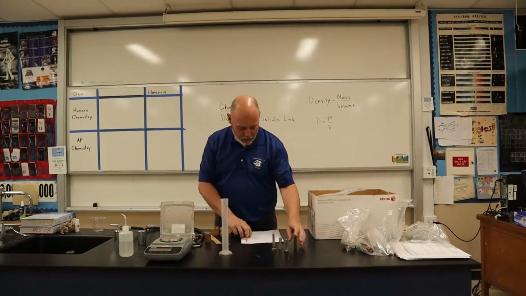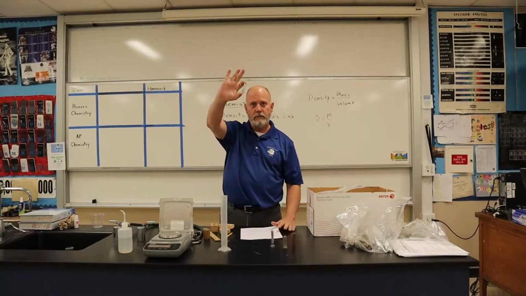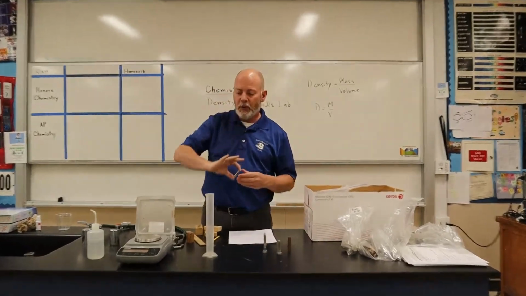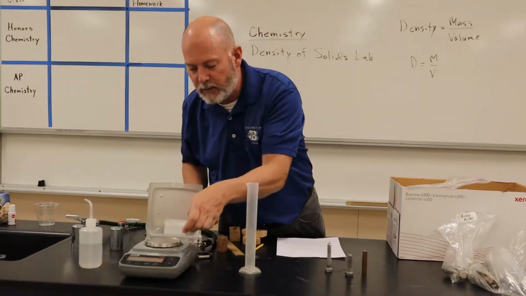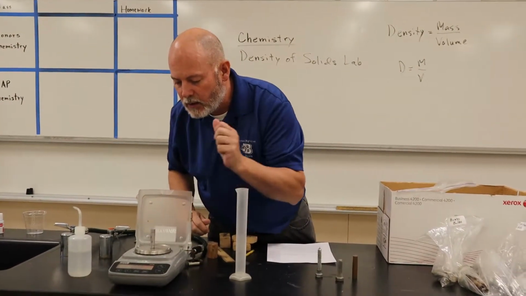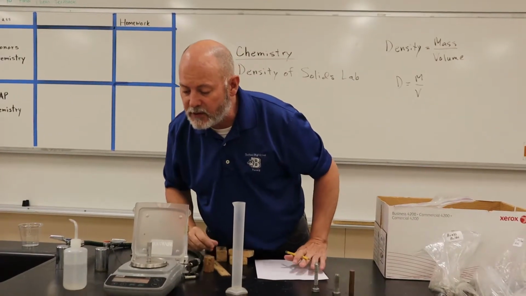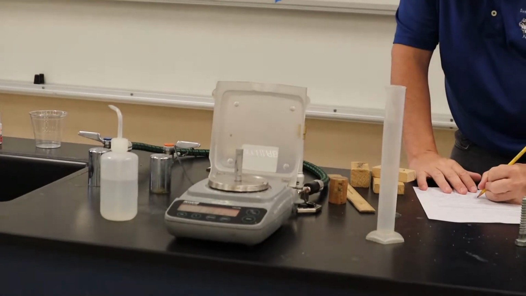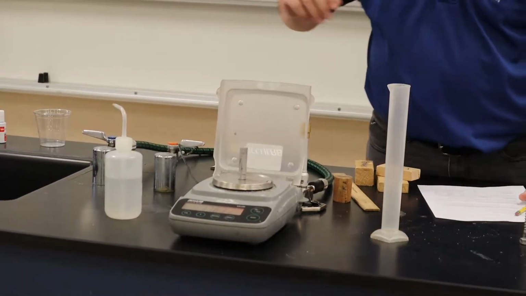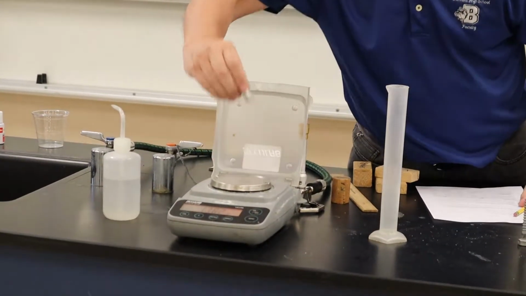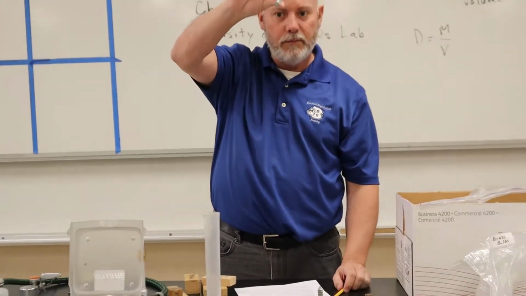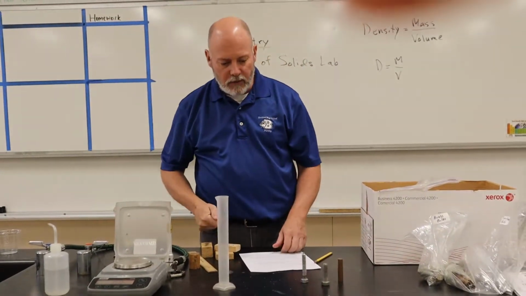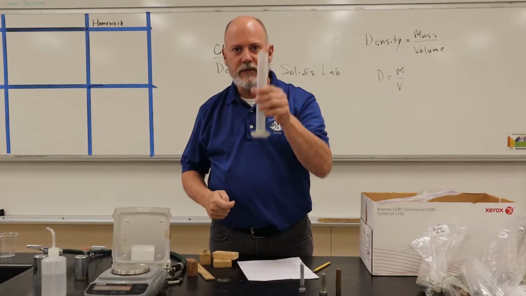All right, so first one, aluminum. I'm going to put it on the scale, right? Zero out the scale, make sure there's no junk on there. And the mass is 17.81. 17.81 grams for the aluminum. All right, so let's find the volume.